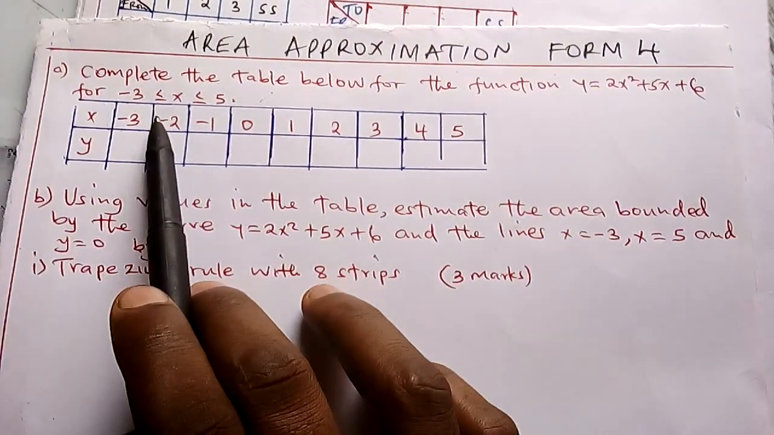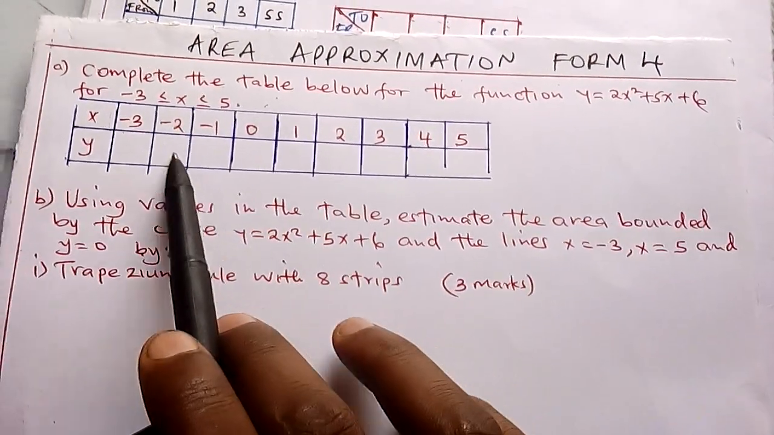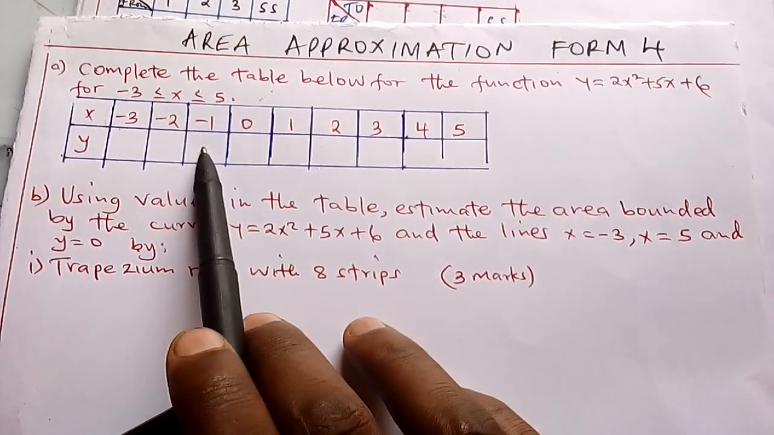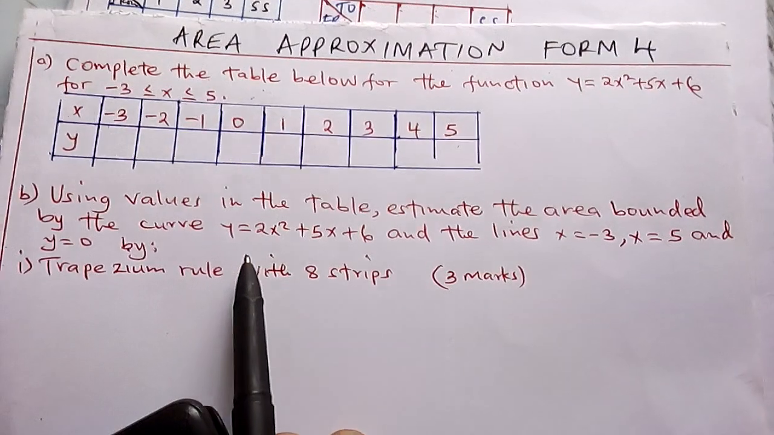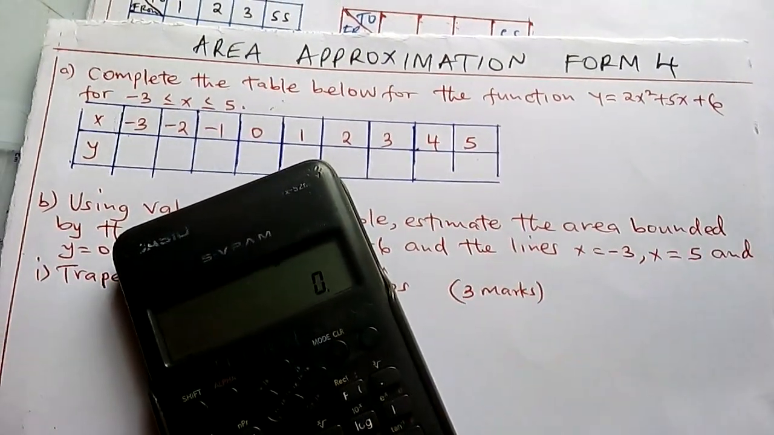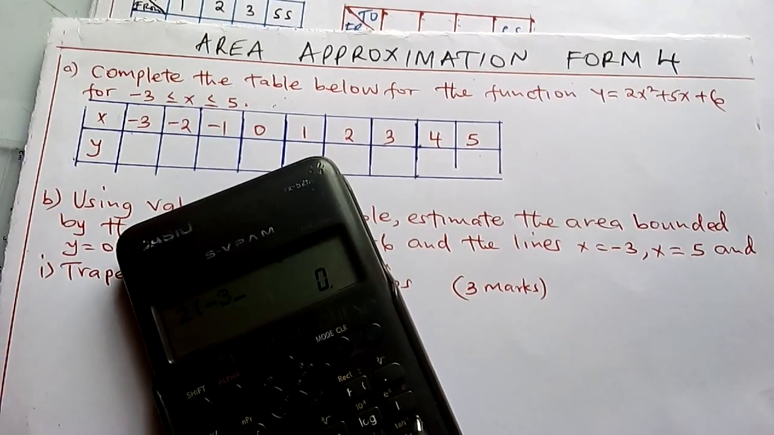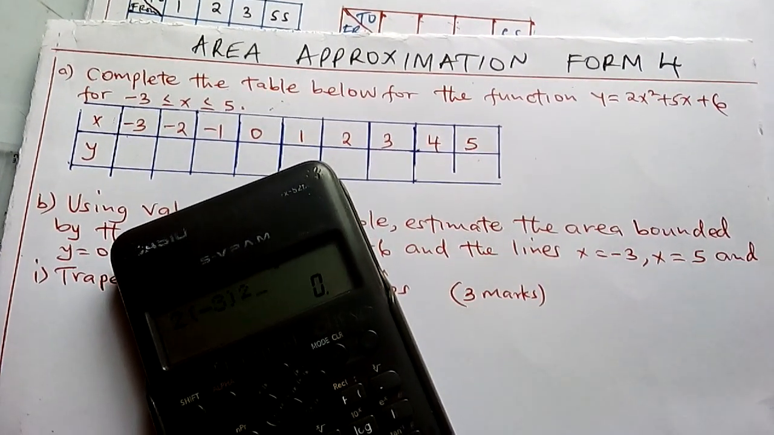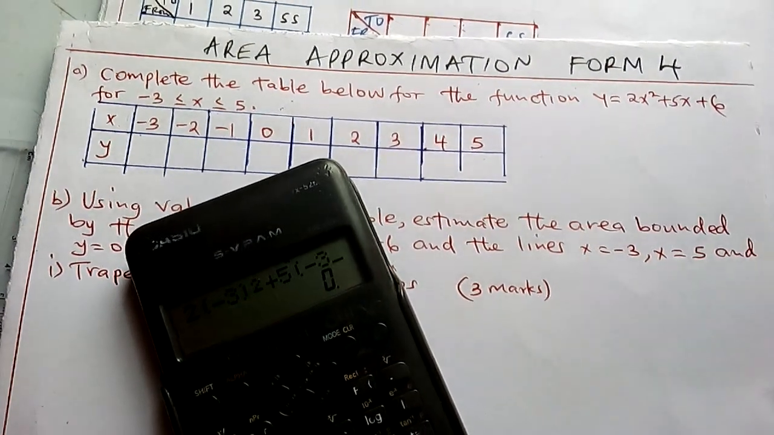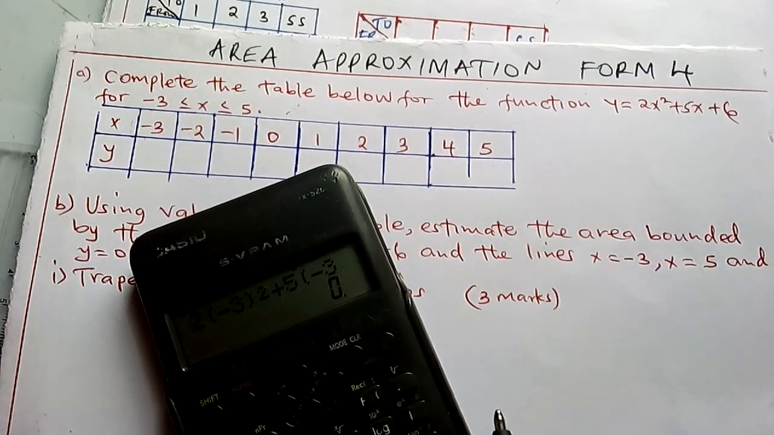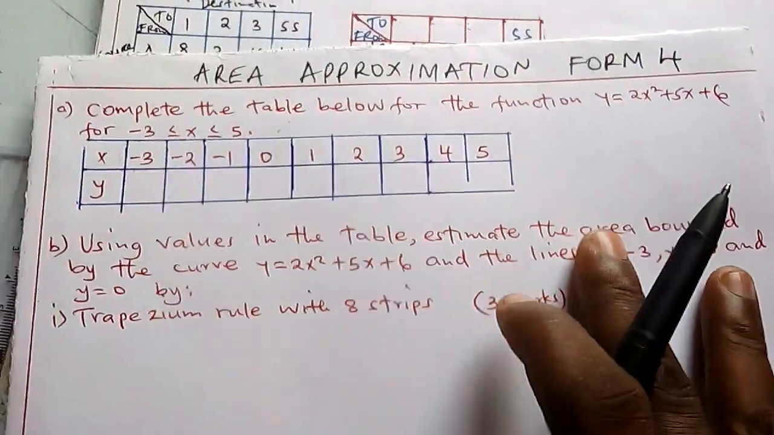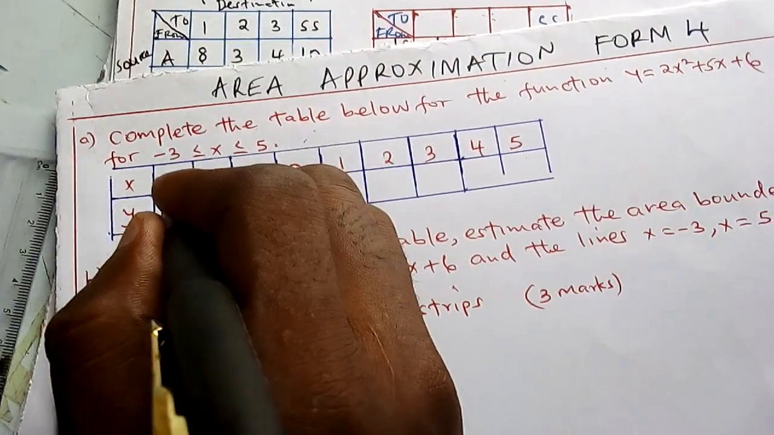Then -2 in the function, you write it down. Then -1 in the function, you write it down here, up to 5. So the first one, for example, if you substitute, you are going to have 2 into -3 squared plus 5 into -3, then plus 6.